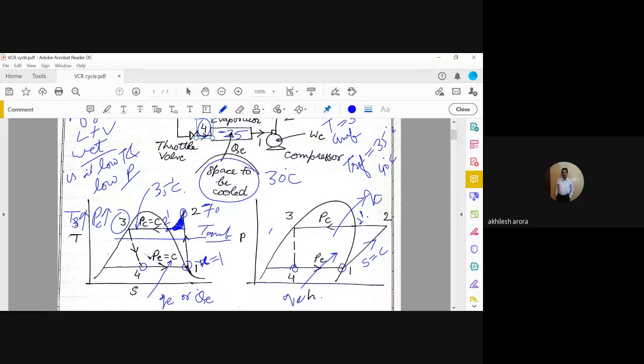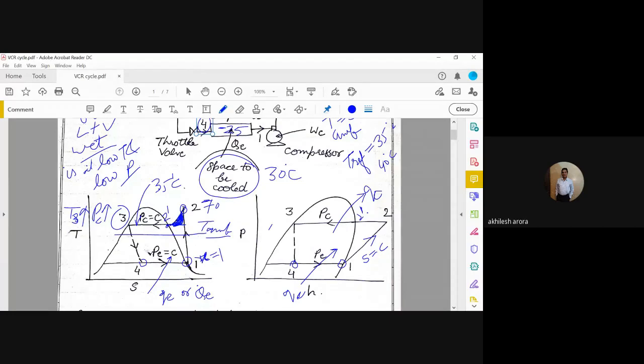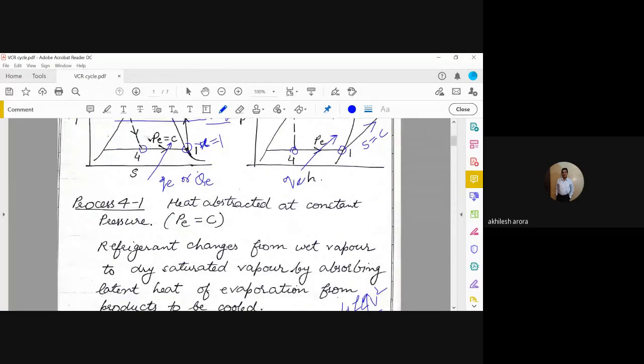If it is a constant load application where the load is not going to vary, for example, a cold storage or a milk chilling plant, there because the load is constant, we will not go for a thermostatic expansion valve. Rather, we will go for an automatic expansion valve, because the automatic expansion valve is designed for a constant load application, whereas a thermostatic expansion valve is used for a variable load application. So I hope this much part is clear to you. Now let us go for the analysis of the cycle.